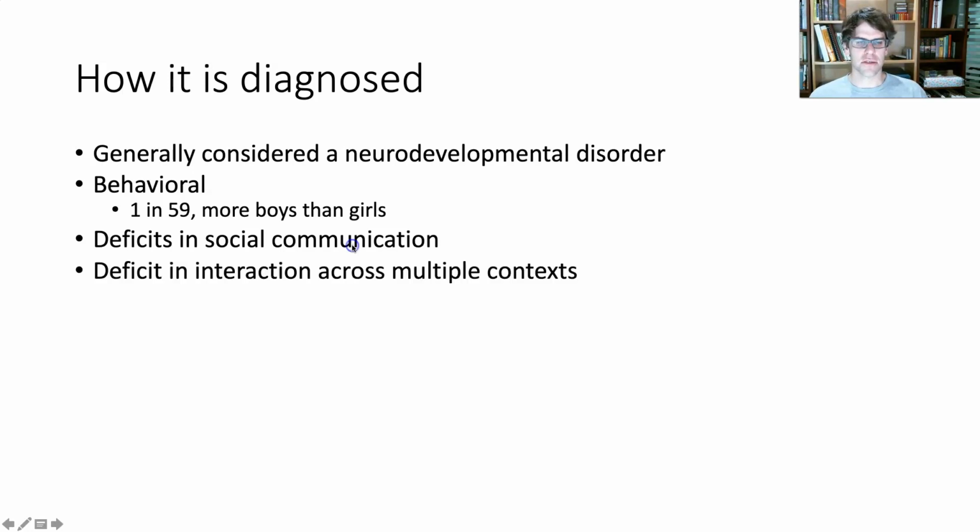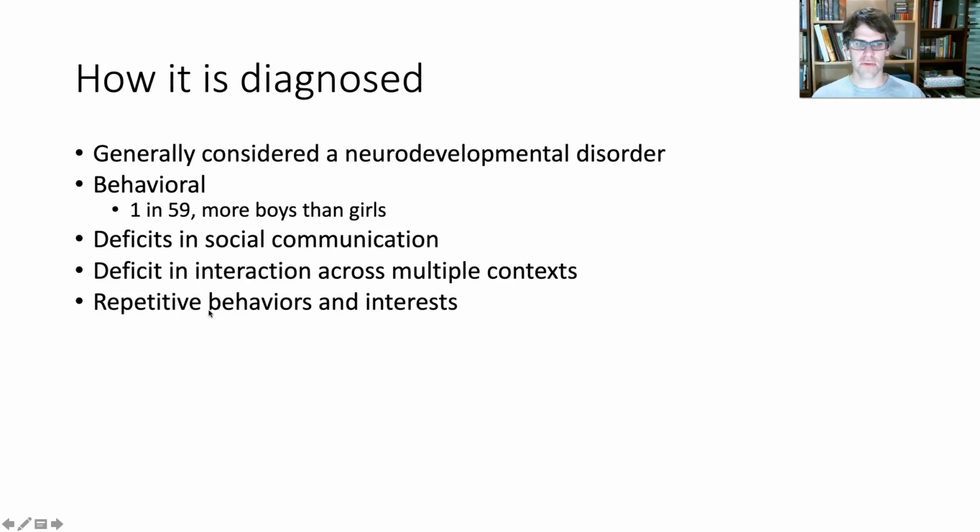as is considered normal. Deficits in interactions across multiple contexts, meaning that they have a hard time switching from one task to another, just sort of as they need to. Repetitive behaviors and interests. So this is, I think, a very stereotypical one, but it is true. They may want to keep doing the same thing over and over again, play the same game, listen to the same music, watch the same movie.